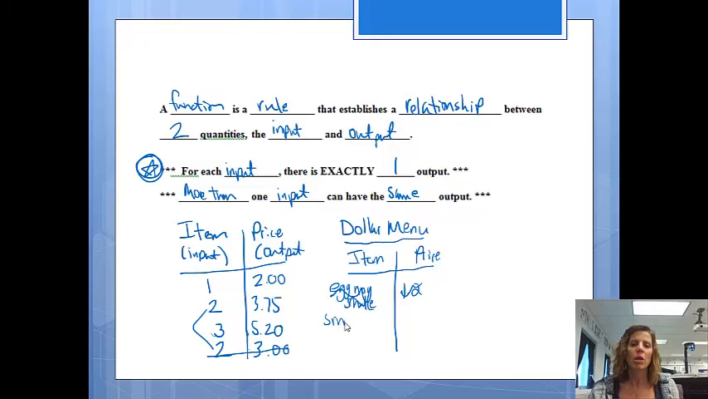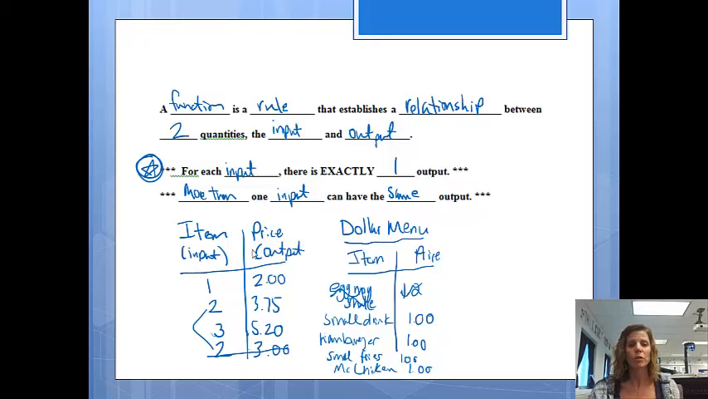Let's say a small drink might be a dollar. And then I believe a hamburger would be a dollar. And small fries would probably be a dollar. I think a McChicken sandwich is a dollar. So you'll notice every item has exactly one price, so it meets that first definition. But you'll notice it is okay for some of the items to all have the same price. There's nothing wrong with that.